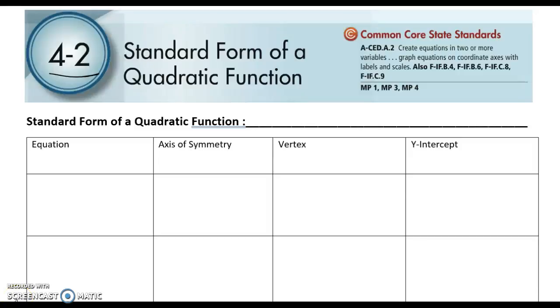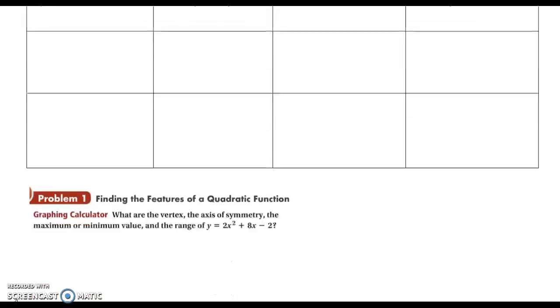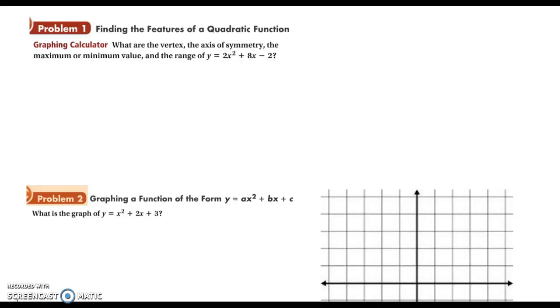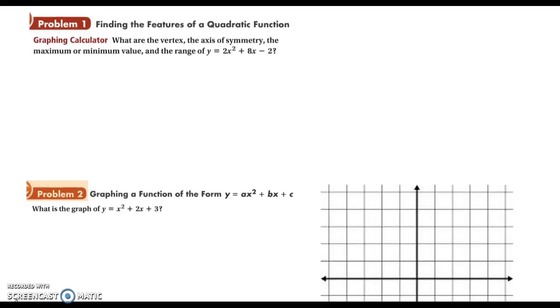Yesterday we started section 4.2, which is looking at standard form of a quadratic function. Let's put our skills to use and let's look at our notes and begin problem 1. In problem 1, we're looking at a quadratic function and we want to list the vertex, axis of symmetry, whether it has a max or min, and the range.